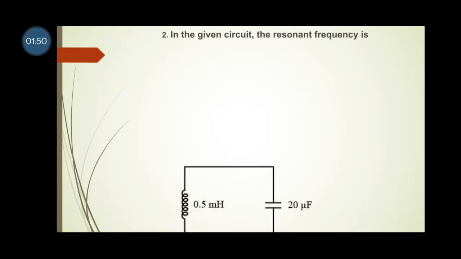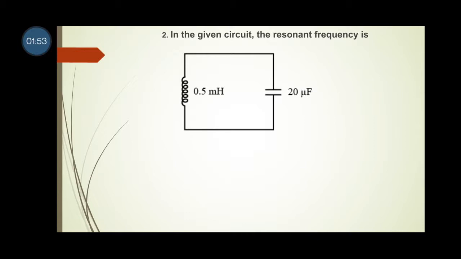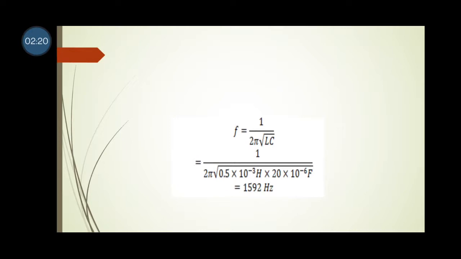Second question. In the given circuit, you have to find the resonant frequency. See the diagram, the inductor and capacitor are connected in parallel. These are the options. The answer is D, that is 1592. When connected in parallel, the resonant frequency is 1 divided by 2 pi root LC. The L value and C value are given. Substitute them properly and you will get the answer as 1592 Hertz.